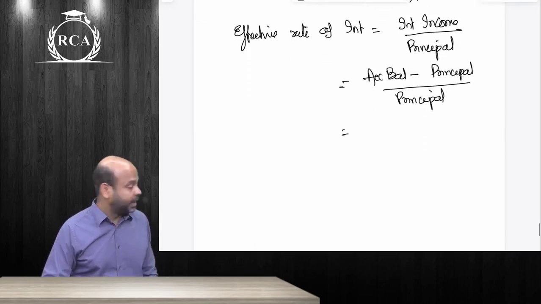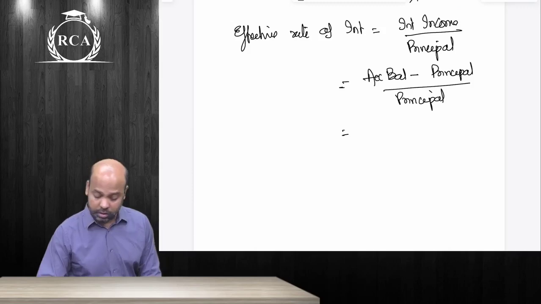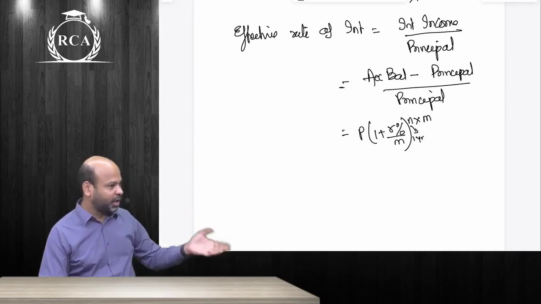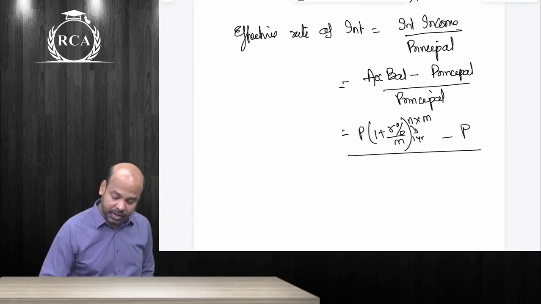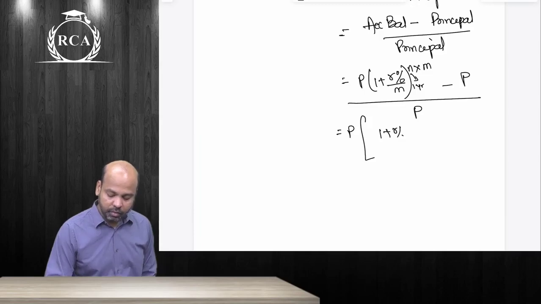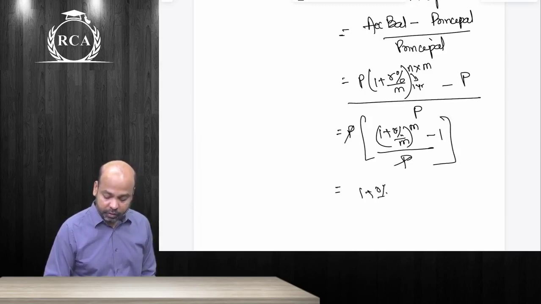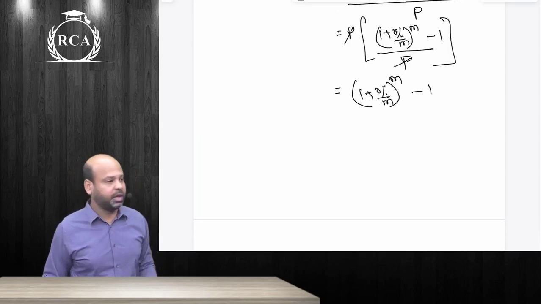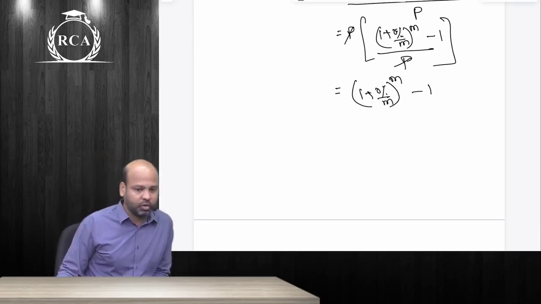How do you compute accumulated balance when compounding is done more than once in a year? P into (1 plus R percentage by M) whole power N into M. Won't N be 1 year? We are doing it for 1 year, guys. Minus principal, divided by the amount of principal. If you take that P common and strike it out, what will you be left with? (1 plus R percentage by M) whole power M, minus 1, divided by P. This P will get struck out. This is the answer. So whenever you have to compute effective rate of interest, you directly write (1 plus R percentage by M) whole power M minus 1. This is to compute effective yield.